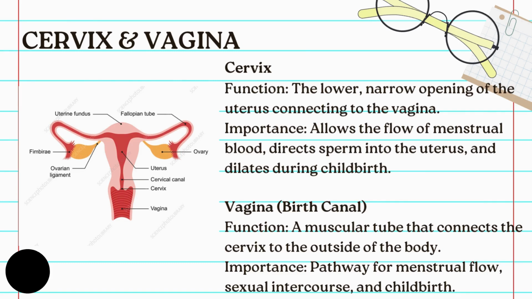It's a muscular tube that connects the cervix to the outside of the body. Basically, it's the pathway out of the female tract of the woman. It's the birth canal path. Same thing, it serves as a path for your menstrual blood, serves as a path for when you're giving birth, and it also serves as a path for the penis to deposit semen into the female reproductive tract during sexual intercourse. So this part of the female reproductive system is fairly easy to understand.